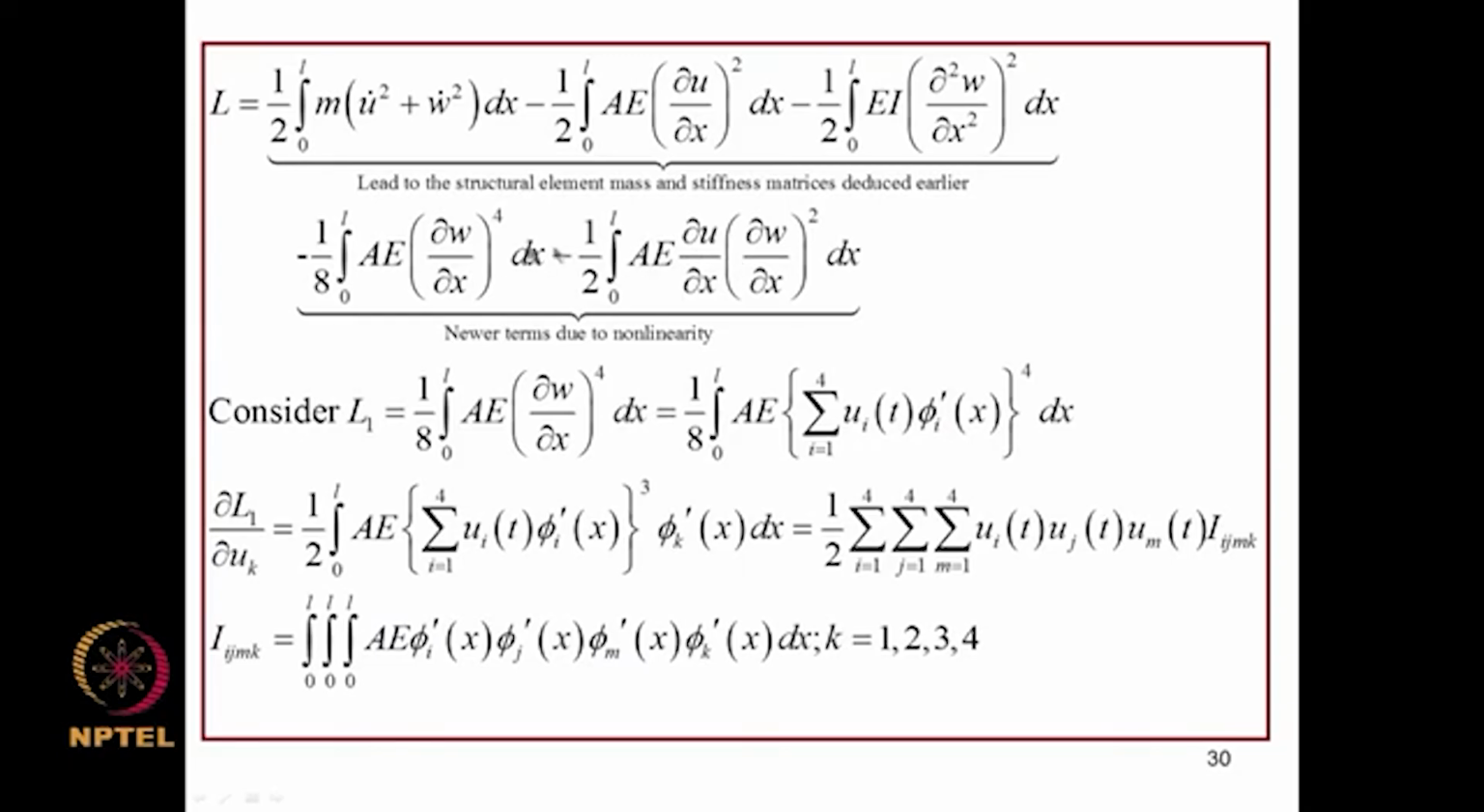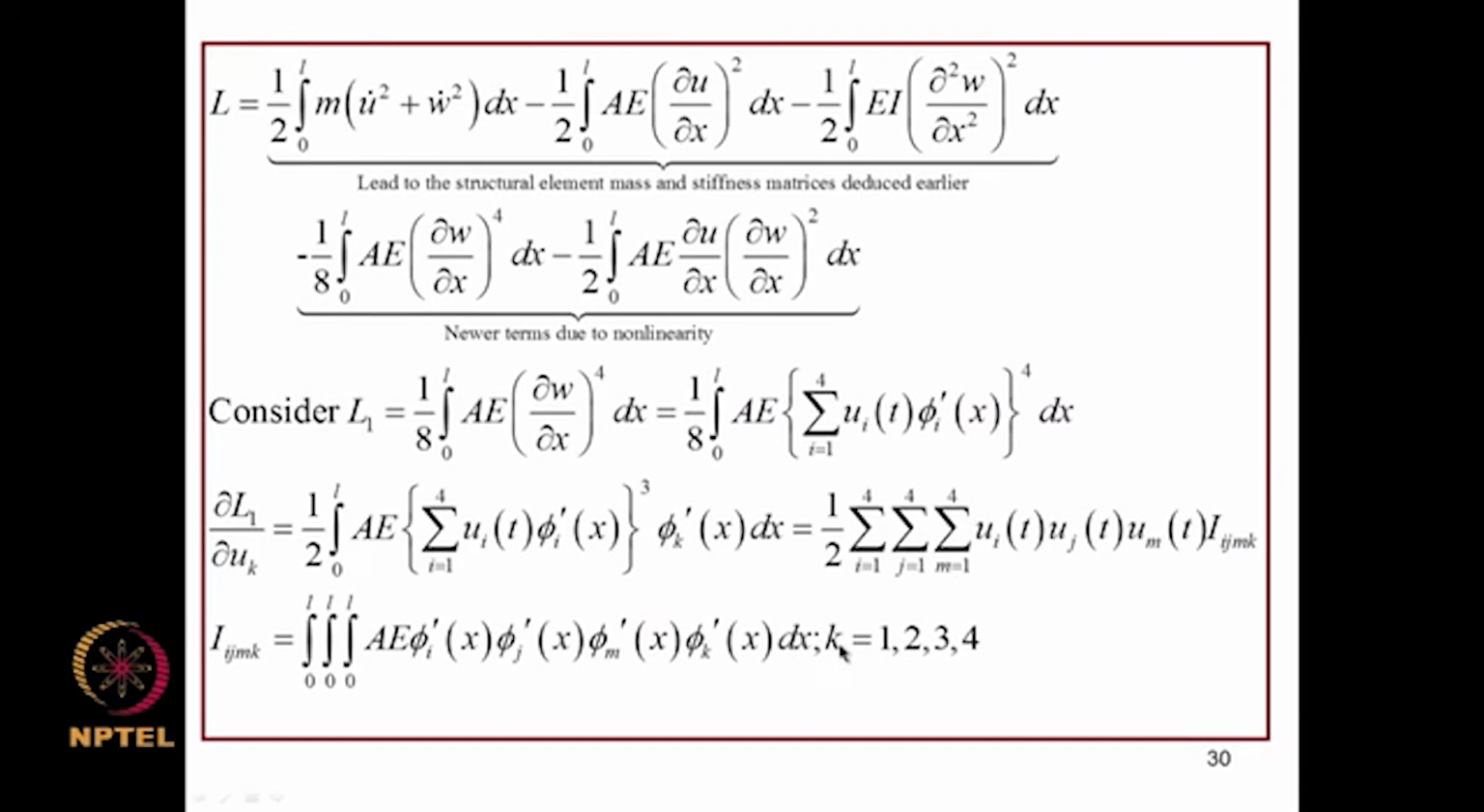Suppose we focus on one of these, the first term, 1 by 8 A E dou w by dou x to the power 4 dx, and substitute for the assumed displacement form. I get this, and when we run the Lagrange equation on this, we will get cubic terms here, and this I j m k is a new integral that has to be determined.